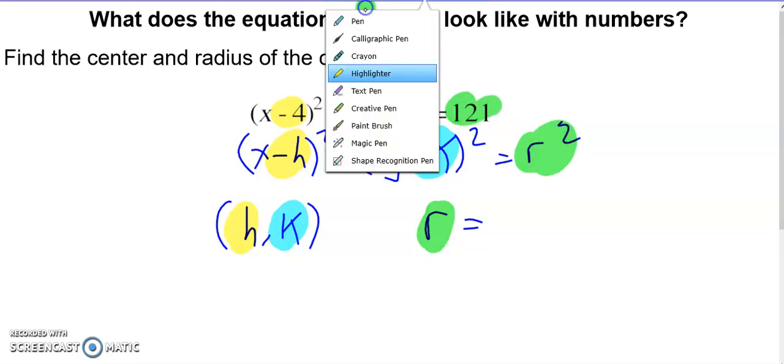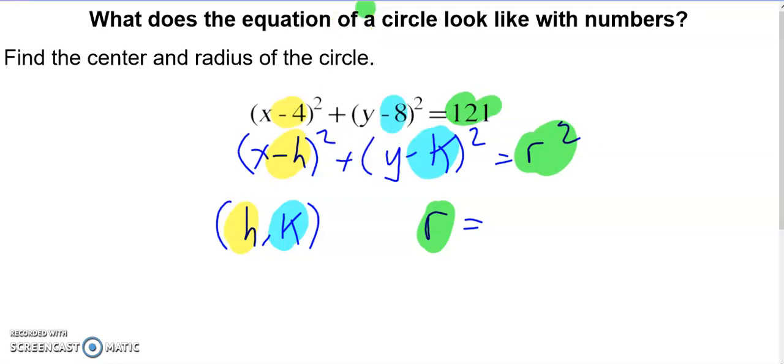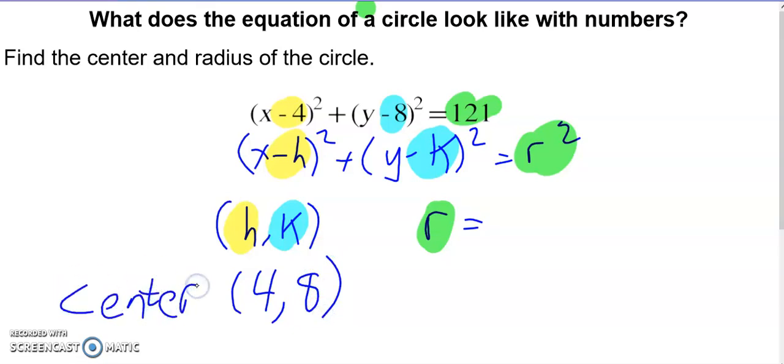All right, let's write it down nice and easy. H is inside the parentheses with the x. Change the sign, so h is going to be 4. K is inside the parentheses with the y. Change the sign, so the center is at (4, 8). And the radius is equal to the square root of 121, so my radius is 11. Easy peasy.